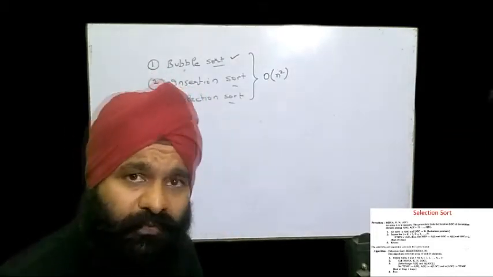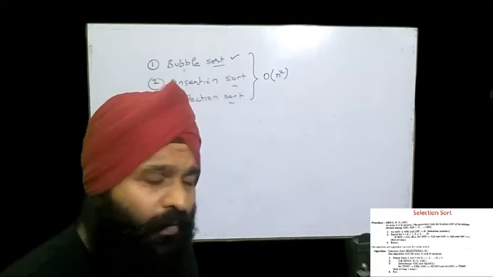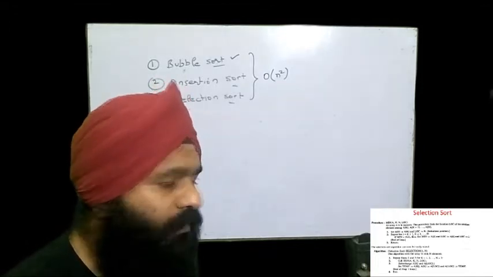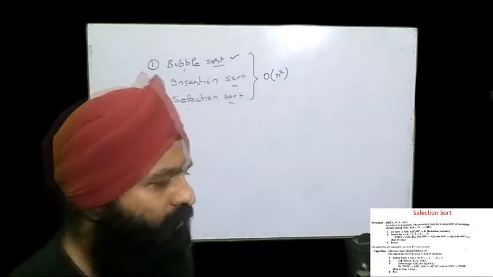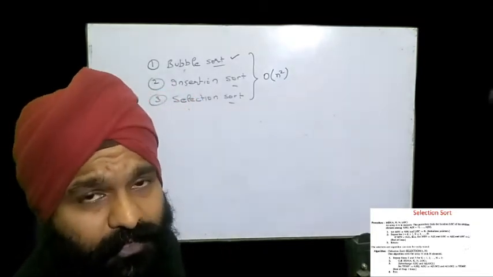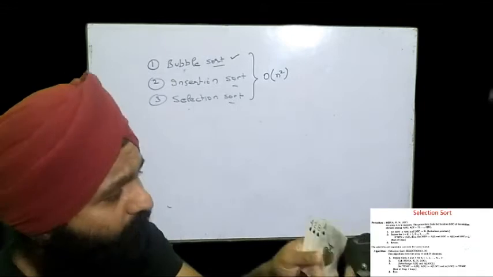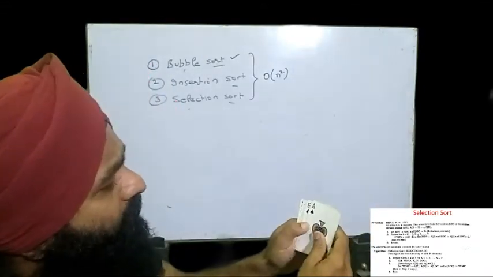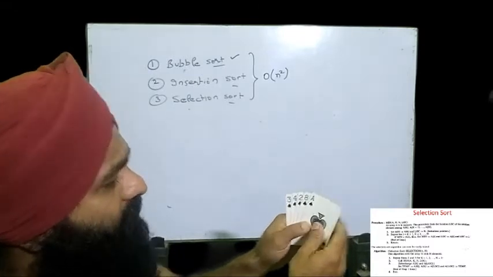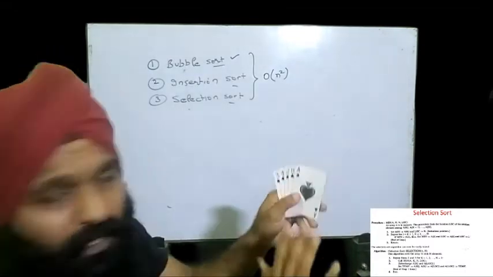So in this video lecture, we are going to learn the selection sort. So let's again have an example first before learning this algorithm. Again, I am having some deck of cards. So let's suppose at this time I am having a deck of cards and I want to sort these elements, and I am having all the cards in my hand in one go.